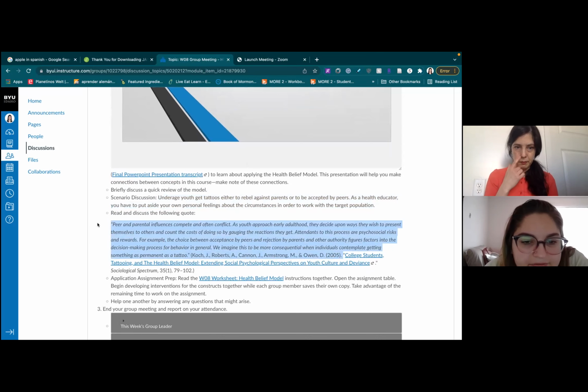Peer and parental influences compete and often conflict. As youth approach early adulthood, they decide upon ways they wish to present themselves to others and count the cost of doing so by gauging the reactions they get. Attendant to this process are psychosocial risks and rewards. For example, the choices between acceptance by peers and rejection by parents or other authority figures factor into the decision-making process for behavior in general. We imagine this to be more consequential when individuals contemplate getting something as permanent as a tattoo.